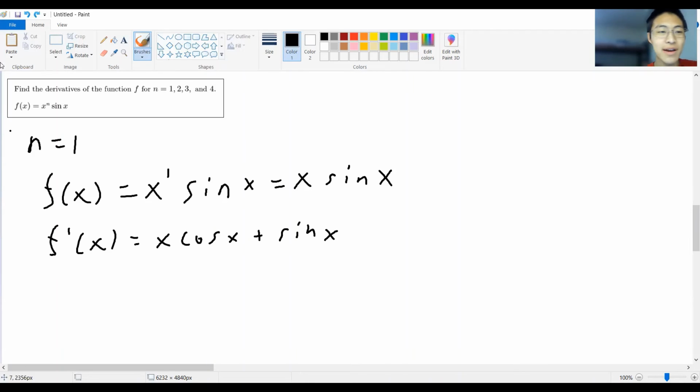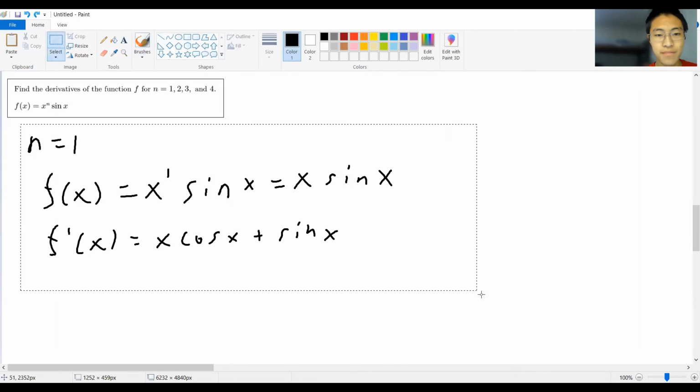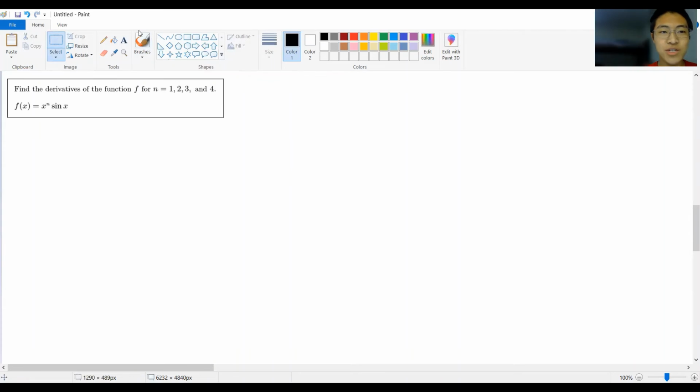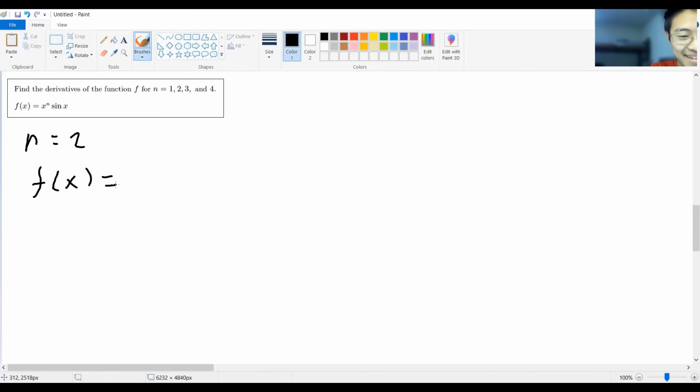So believe it or not, we should substitute a 2 wherever we see the n, right? So when n equals 2, we should substitute 2 wherever we see an n. So x to the n becomes x squared sine x. Beautiful. Once again, we just have to take a product rule. And it's going to be a very similar process.